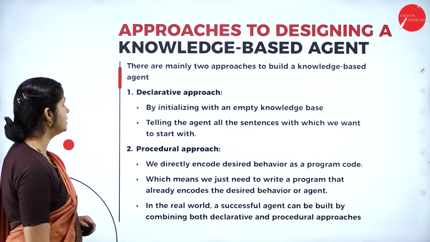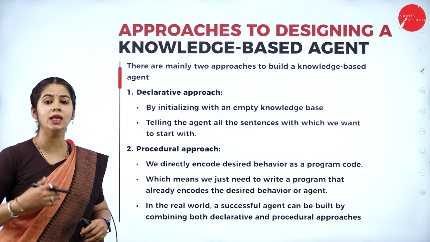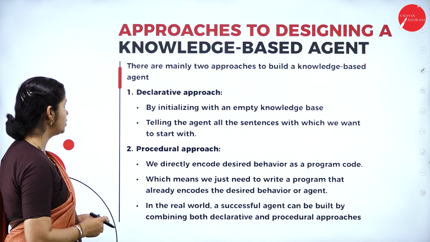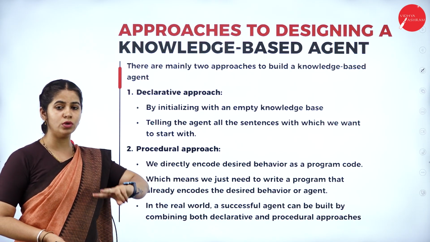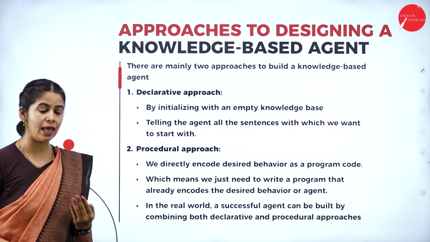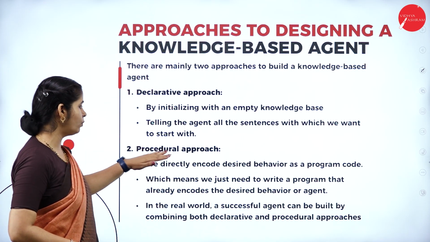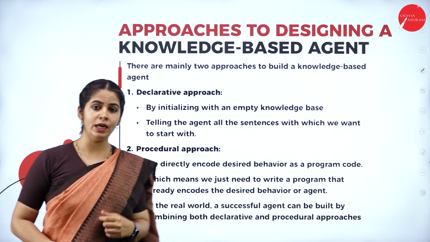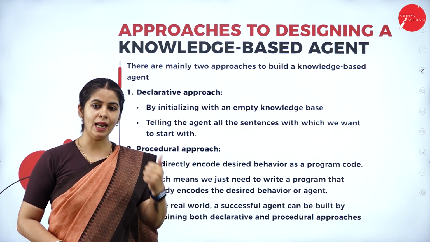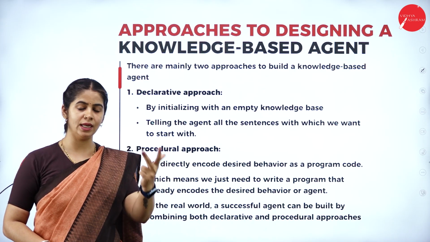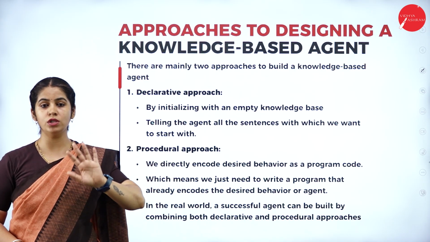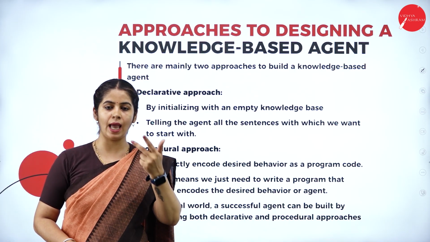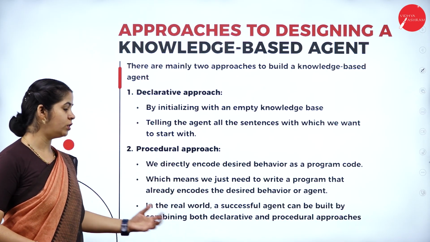Then, approaches to design a knowledge based agent. How can we design a knowledge based agent? We have two approaches: one is a declarative approach and one is a procedural approach. We have already seen the example for this. Declarative means what we are telling? Tell, ask and perform. That is declarative. And what we wrote as pseudo code for tell, ask and perform, that is a procedural approach.